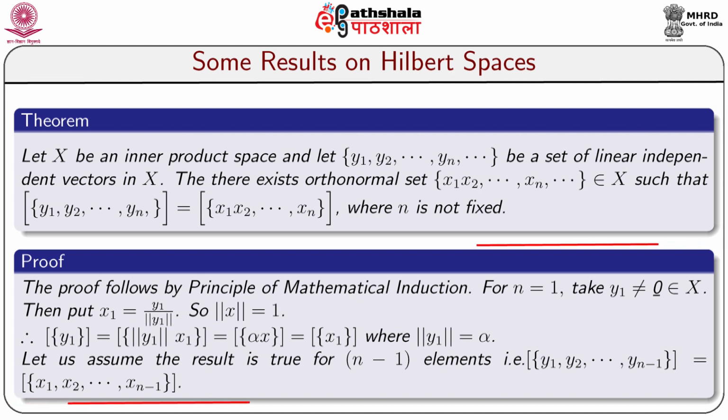For n equal to 1, take y1 a non-zero element belonging to X. Take x1 equal to y1 by norm of y1. So, norm of x1 is equal to 1. So, the span of the singleton set y1 is equal to the span of the singleton set x1 by simple calculation, where norm of y1 is equal to alpha. Let us assume that the result is true for n minus 1 elements, that is, the span of the collection y1, y2, up to yn minus 1 is equal to the span of the collection x1, x2, up to xn minus 1.